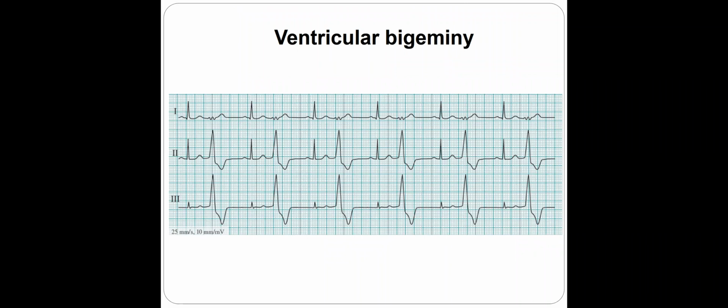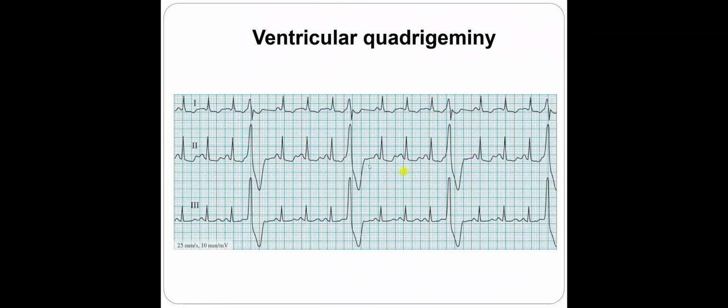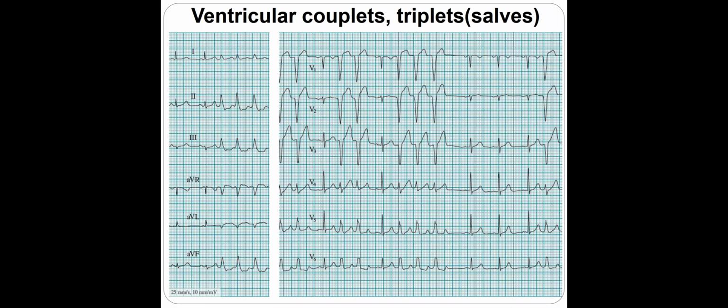And if every second beat is a ventricle premature beat, that's ventricle bigeminy. Every fourth one, ventricle quadrigeminy. And these are the couplets, ventricle couplets, and ventricle triplets or salvos. But you do see the ventricle beat is wider and the T is inverted. This is the very typical phenomenon of the ventricle beat.